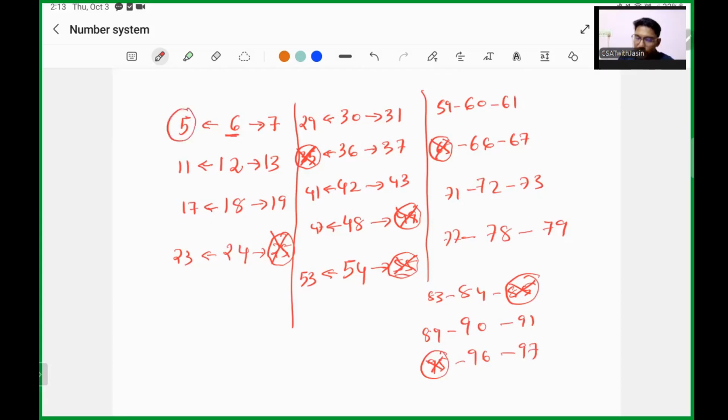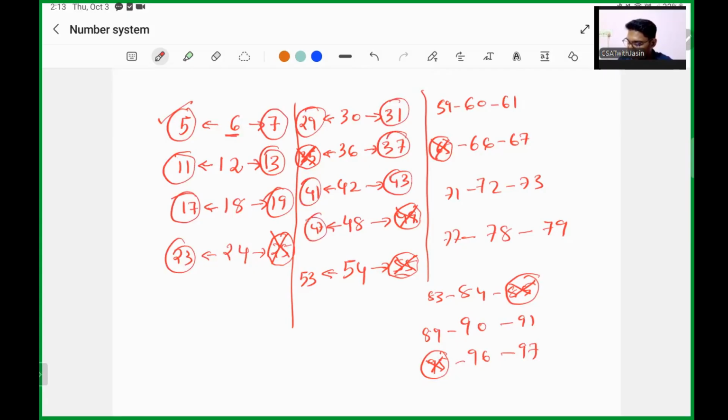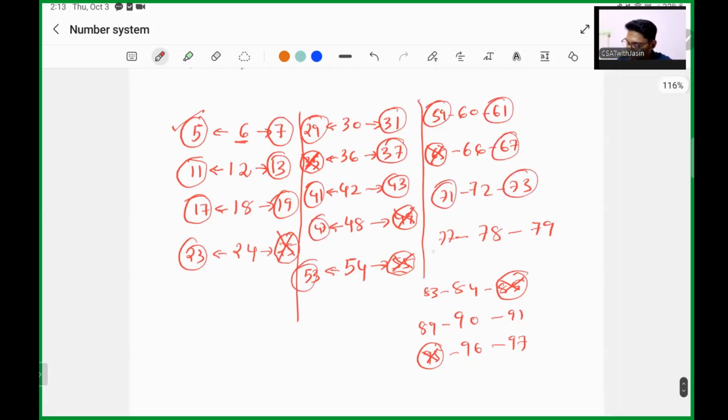5 is a prime number. 7 is a prime number. 11 is a prime number. 13 is a prime number. 17 is a prime number. 19 is a prime number. 23, 29, 31, 37, 41, 43, 47, 53, 59, 61, 67, 71, 73. 77 is not a prime number, so you need to cancel it out, because 77 is a multiple of 7. Then 79, 83, 89, 97. Now what about 91?